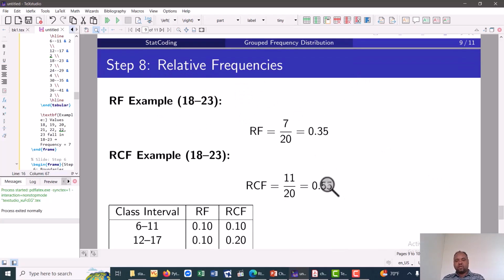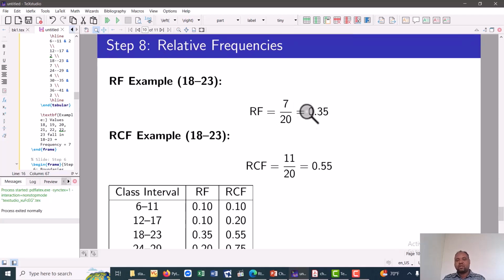Relative frequency is nothing but expressing the frequency of each class as a proportion. For example, the relative frequency of the third class, from 18 to 23, is 7 divided by 20, which is this one. When we multiply this relative frequency by 100, we come up with relative percentages. This becomes now 35%. This is 55%.